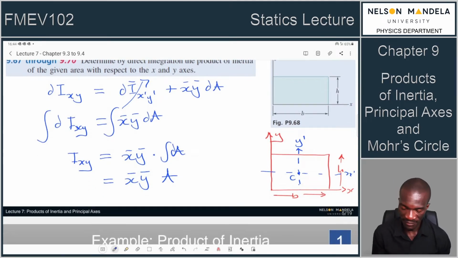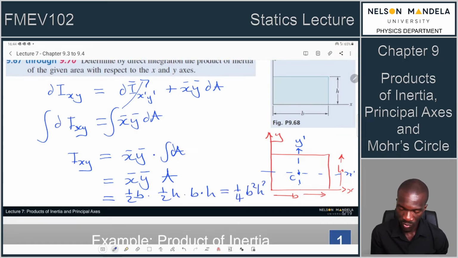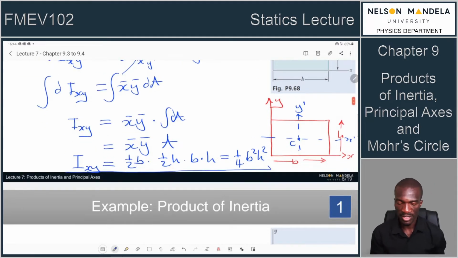So now that we have that, let's just put in our variables. X bar is half of b. How about y bar is half of h? What is the area? The area is b multiplied by h. So that gives us a quarter of b squared h squared. That is our product of inertia. So that is a useful calculation.